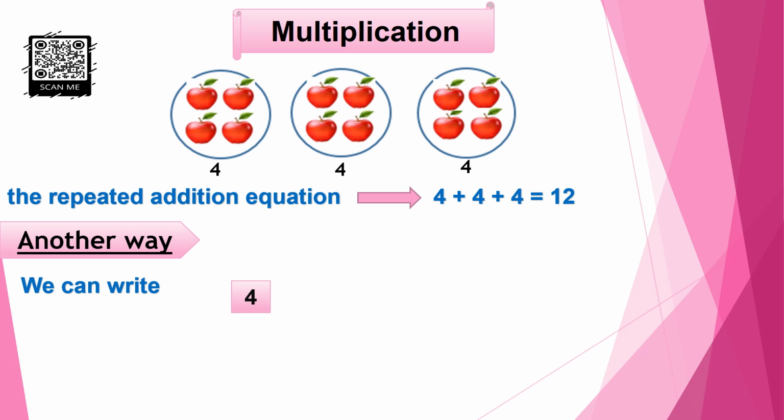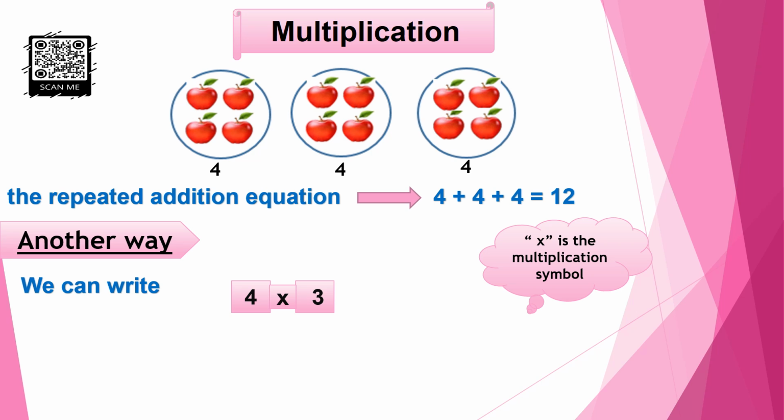How can I write it using multiplication? I will write 4, then the symbol of multiplication. Do you know the symbol of addition? It's a plus. Okay? But the symbol of multiplication is called times. So we will say 4 times. How many times I repeated 4? 3. Okay? So 4 times 3.